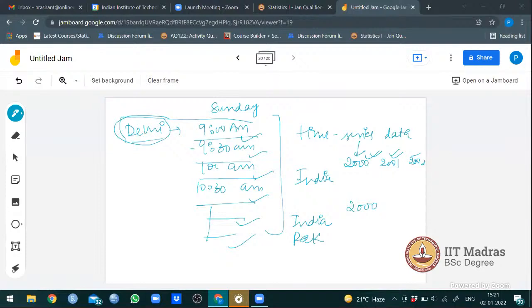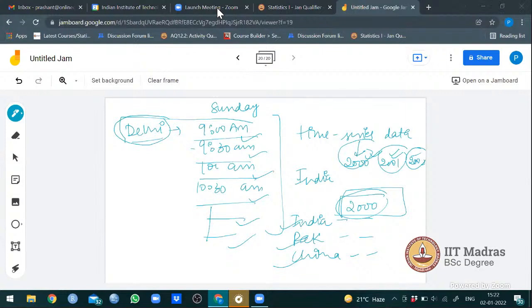Revenue generated by Pakistan is something, and revenue generated by China is something. So here time is fixed, but places vary. If time is fixed, then it will be cross-sectional data, and if time varies, then it will be time series data. Okay, clear.